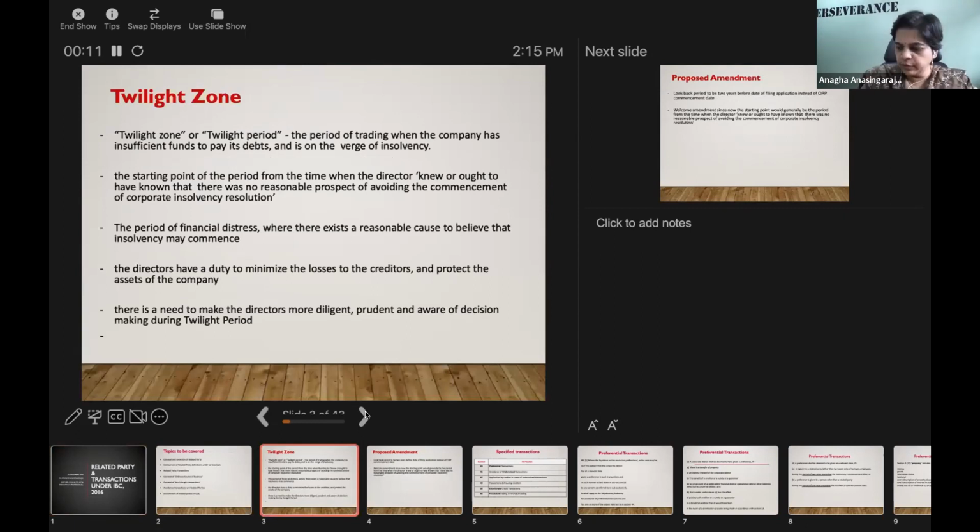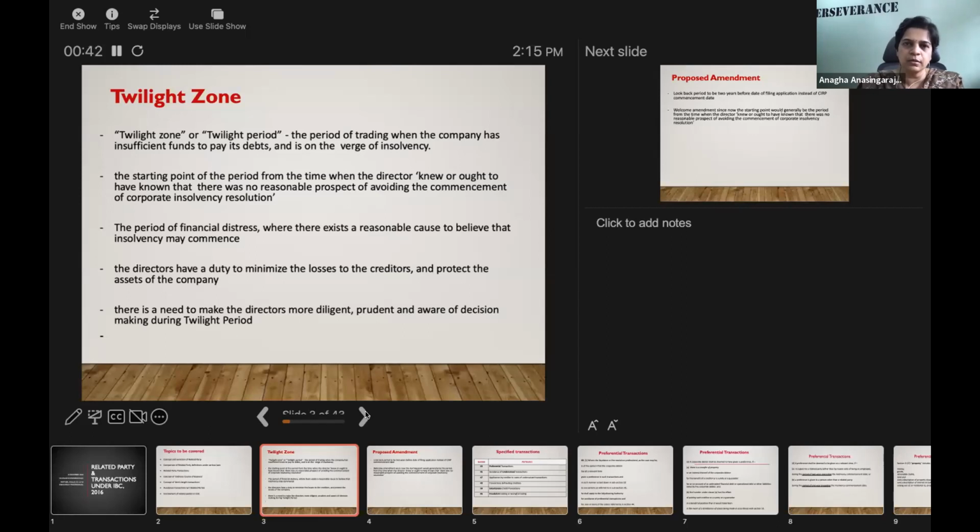Okay, so now the next topic which we need to cover for today's discussion is the PUFE transactions, especially as regards the related parties, which are defined in the code as falling under the PUFE or the avoidance transactions. For this purpose, understanding the concept of twilight zone is very important. So, twilight zone is the period of trading when the company has insufficient funds to pay its debts and is on the verge of insolvency.